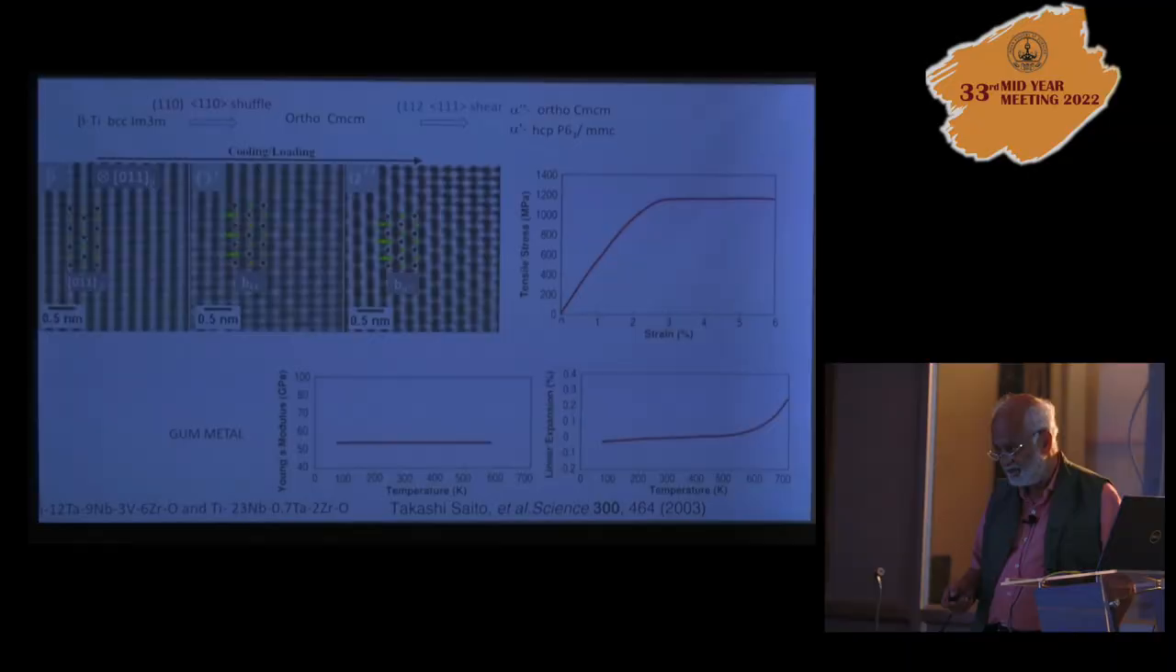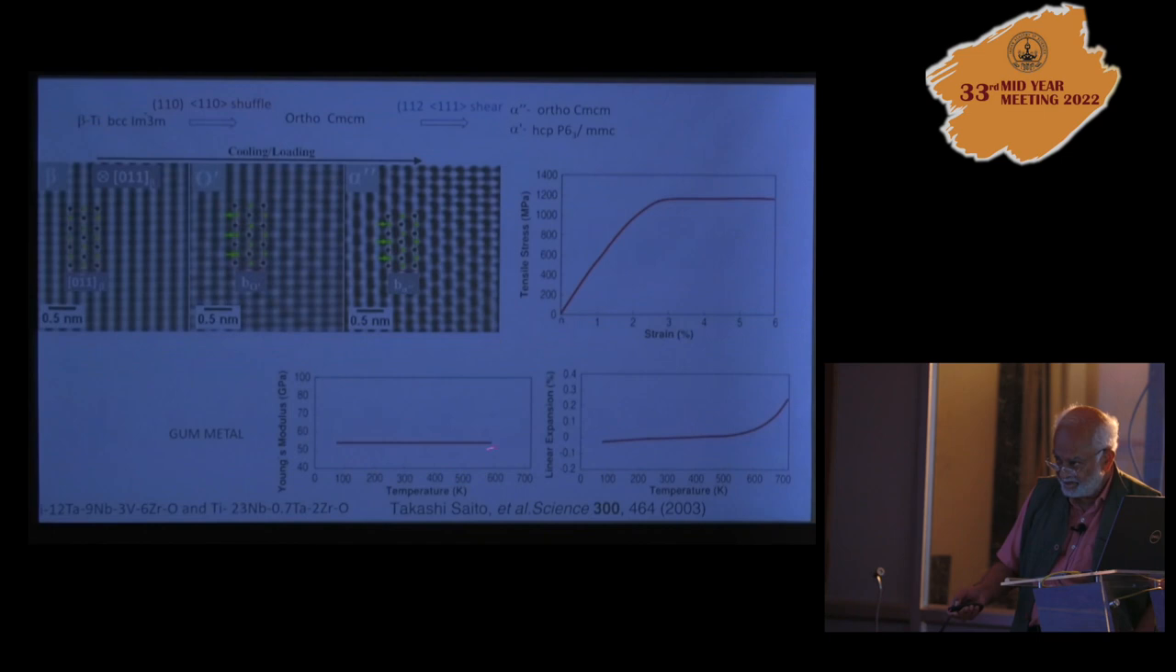So some time back, there was a report in Science of a material that was called gum metal, okay? And it had this very unique set of properties. First of all, you had this effect where the Young's modulus didn't change with temperature. Amazing. You then had a coefficient of linear expansion, which did not change much with temperature. So both the Invar and the Elinvar effects. And you had a nonlinear elasticity, okay?